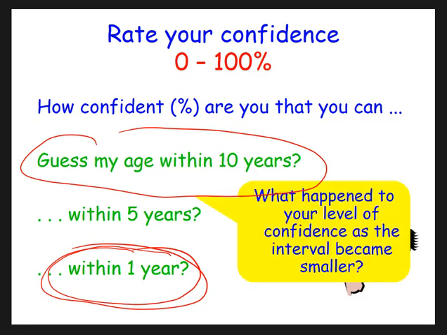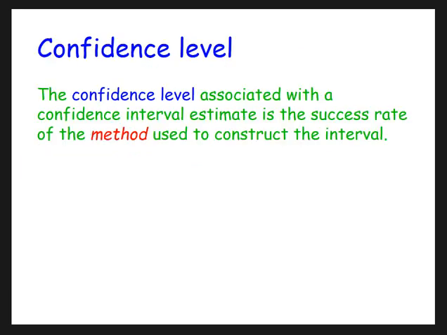So what happened to your level of confidence as the interval became smaller? We're less confident with the smaller intervals. So this is basically what happens with confidence intervals. We're setting a confidence level, and the smaller our interval is, the lower our level of confidence is that that interval will contain the true population characteristic.